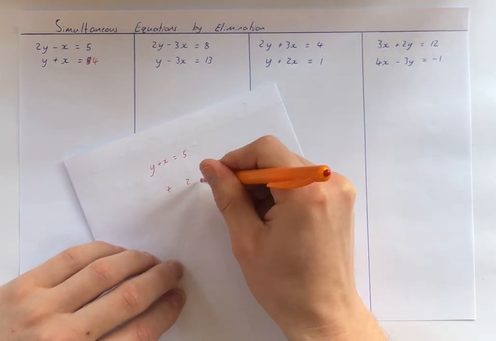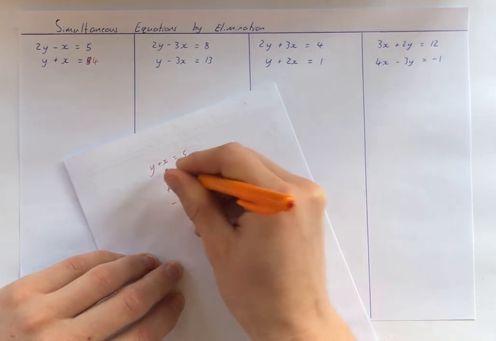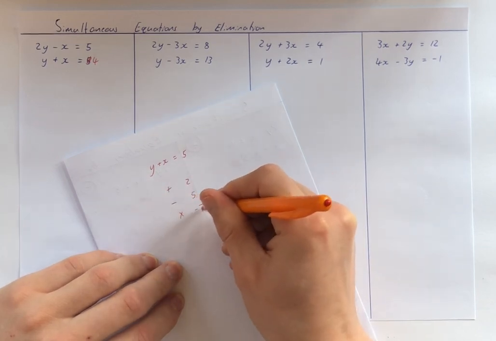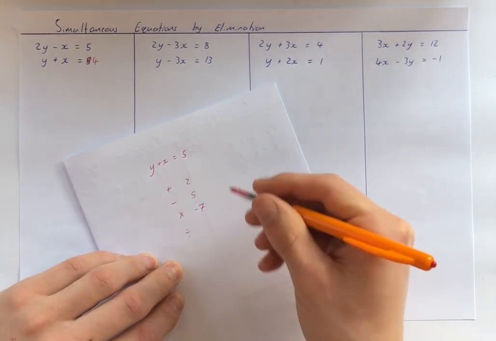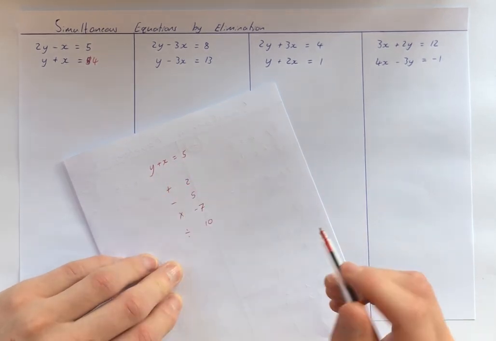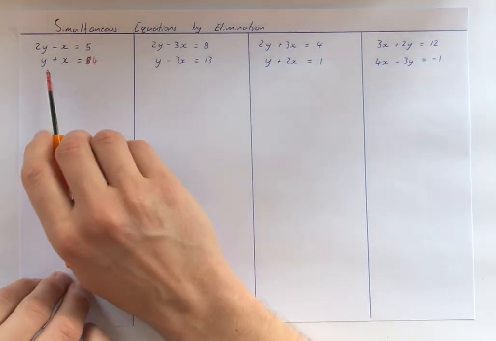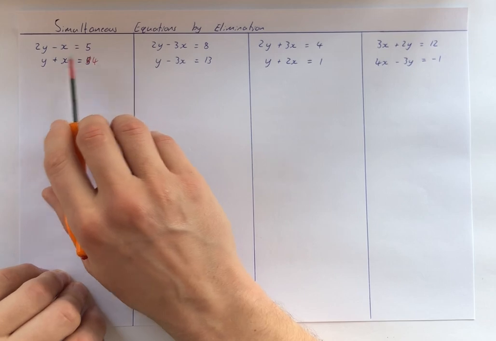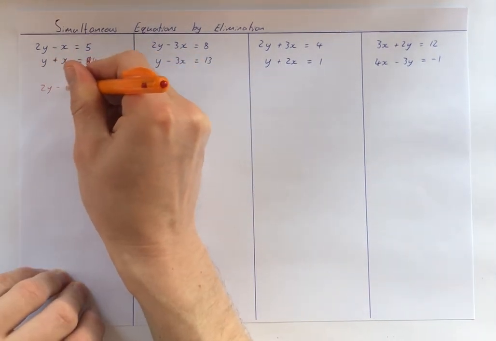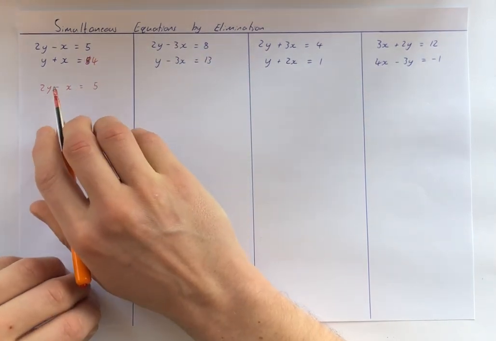So we could add 2 to both sides of the equation. We can subtract 5 from both sides of that equation. We can multiply both sides of the equation by -7. We could divide both sides of the equation by 10. We can do all of these things to both sides of the equation. So what we want to do here is add the same thing to both sides of this equation to get rid of that x. So what could we add?